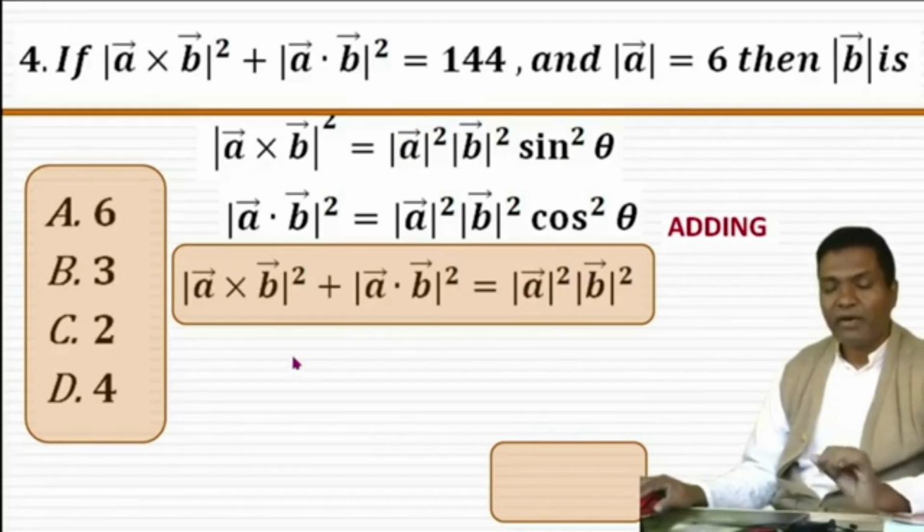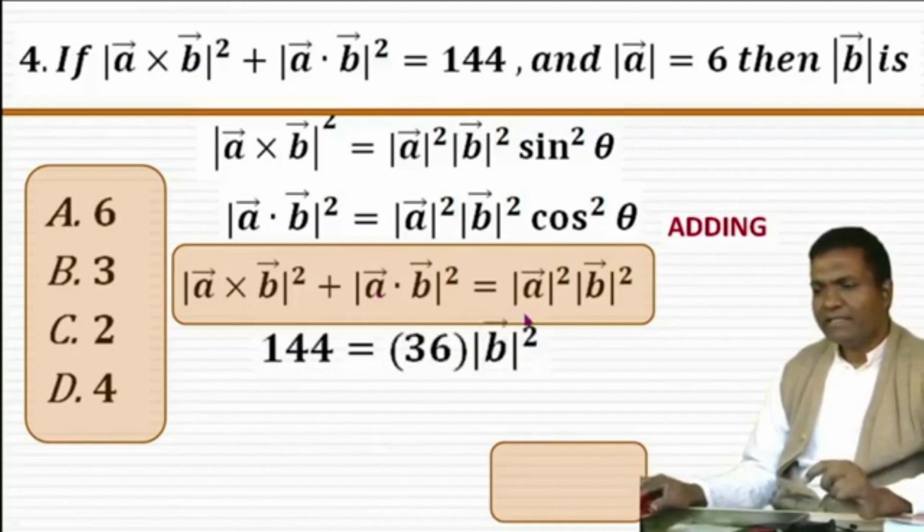Every year you will find such a question. Now you are given this as 144, so directly substitute this as 144. And magnitude of A is given as 6, whose square is 36.